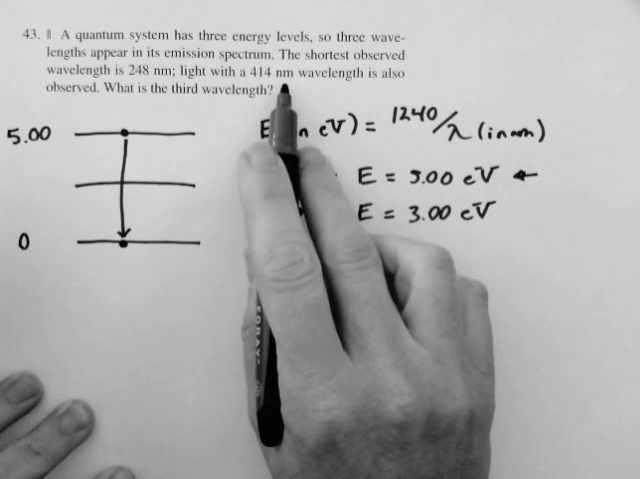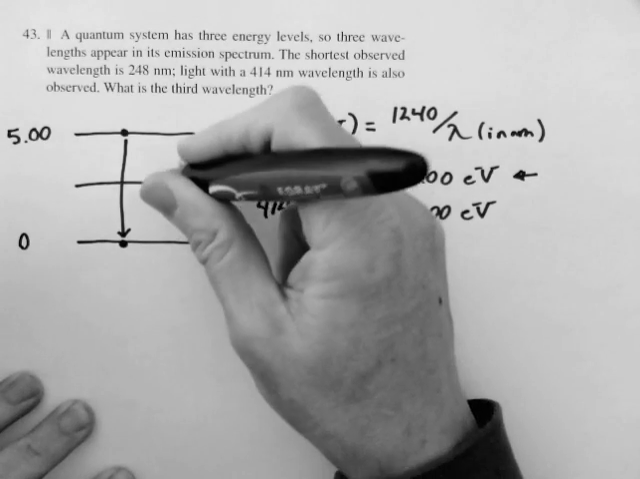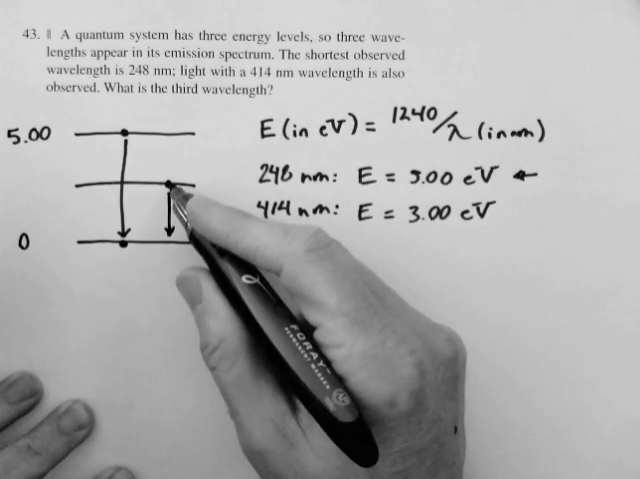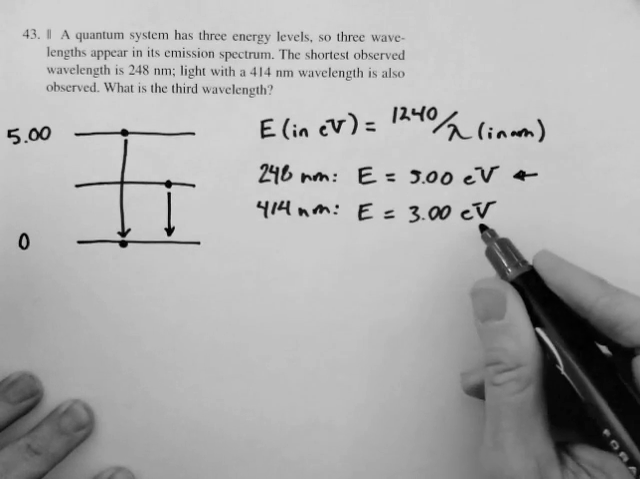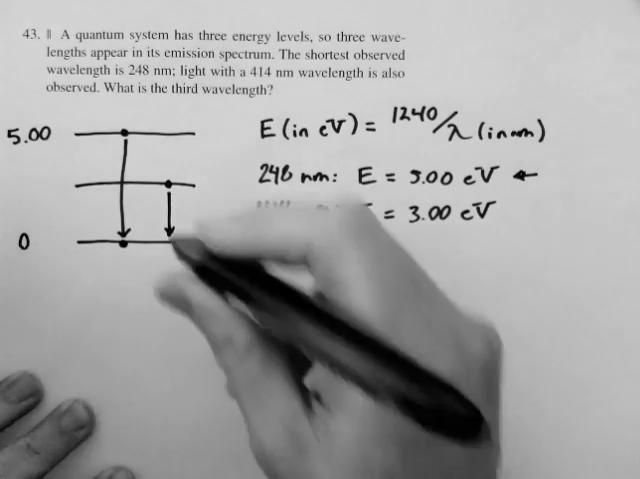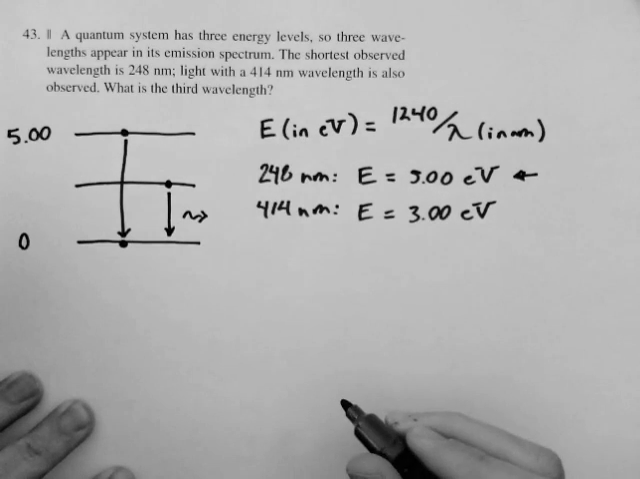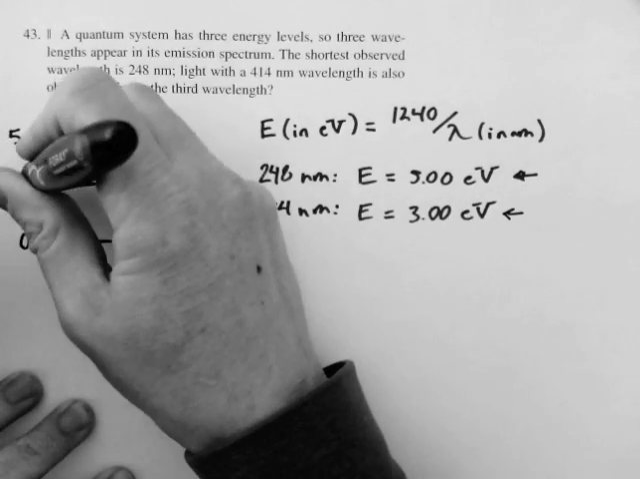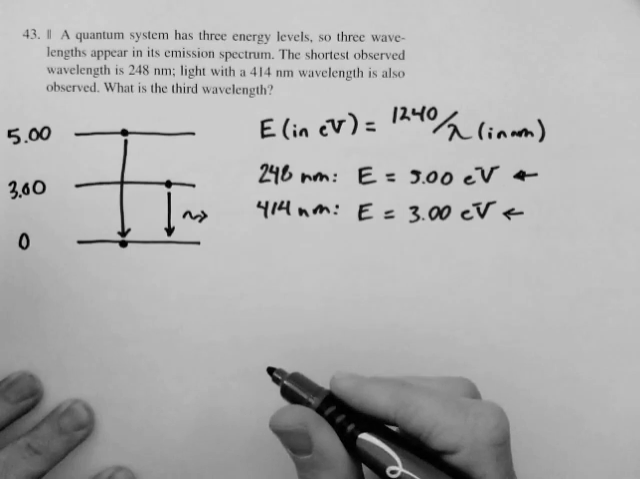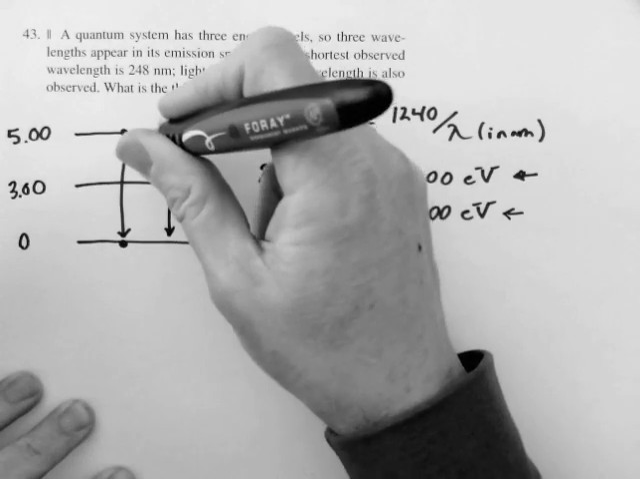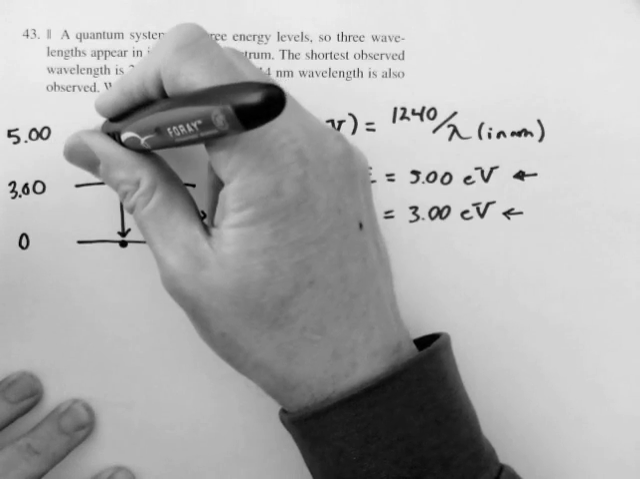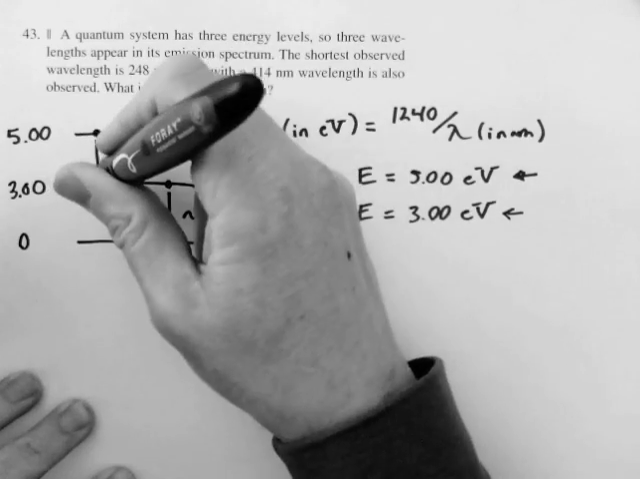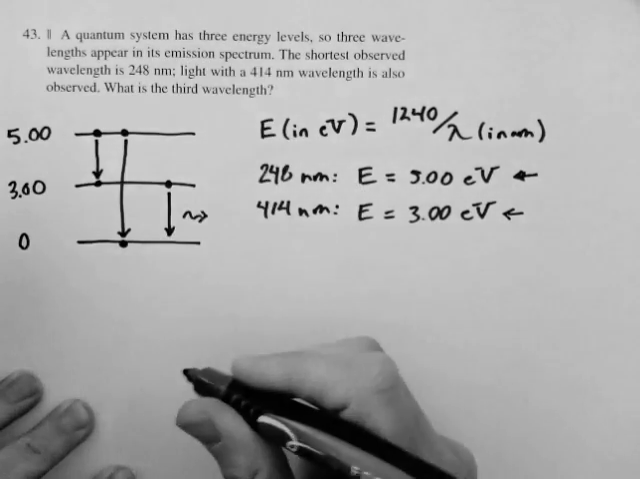414 nanometers is also observed. And let's just imagine that that corresponds to this transition right here, okay? This transition from here to here corresponds to 414 nanometers. So a 414 nanometer photon comes off. That's 3 electron volts. That tells us this level has to be 3.00 electron volts. So the third possible transition is this, the 5 electron volt state down to the 3 electron volt state.